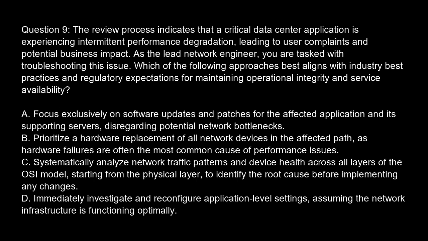Option A. Focus exclusively on software updates and patches for the affected application and its supporting servers, disregarding potential network bottlenecks. Option B. Prioritize a hardware replacement of all network devices in the affected path, as hardware failures are often the most common cause of performance issues. Option C. Systematically analyze network traffic patterns and device health across all layers of the OSI model, starting from the physical layer, to identify the root cause before implementing any changes. Option D. Immediately investigate and reconfigure application-level settings, assuming the network infrastructure is functioning optimally.